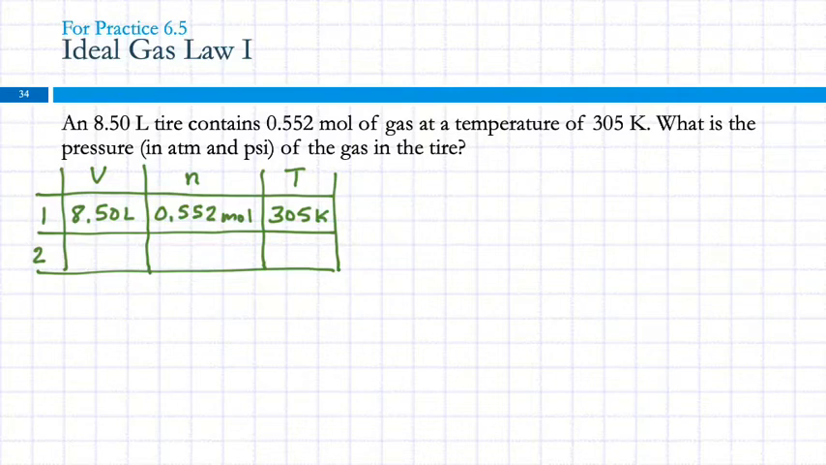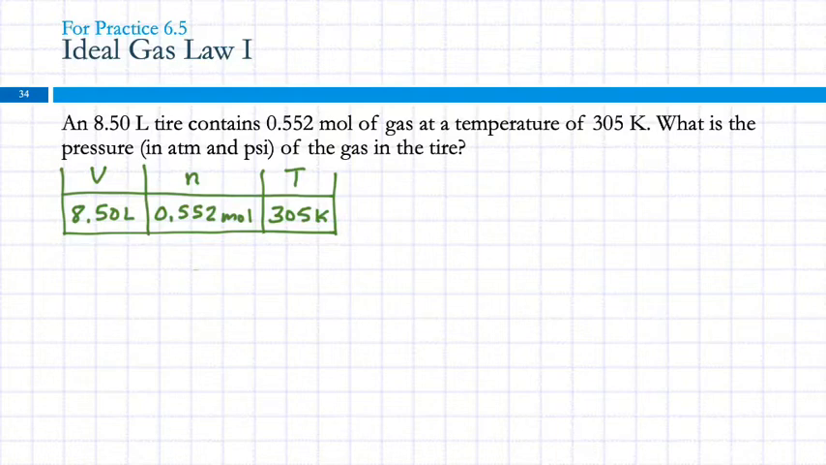I went through the problem and I used all the numbers. There's nothing in the second line. It's because nothing was changing. So I'm not going to have 1s and 2s. This was not a waste of time, though, because I now have my variables all nicely labeled. So I've got volume, amount of gas in moles, and temperature, and what are they asking for?